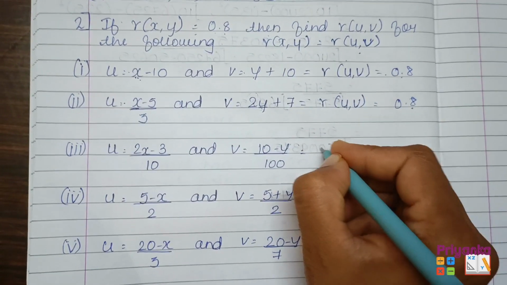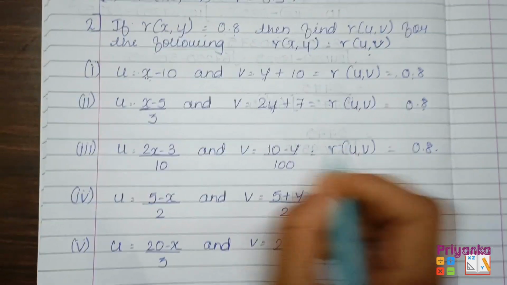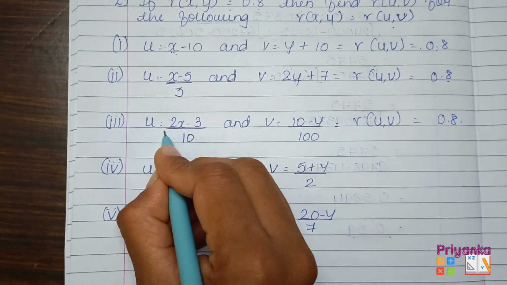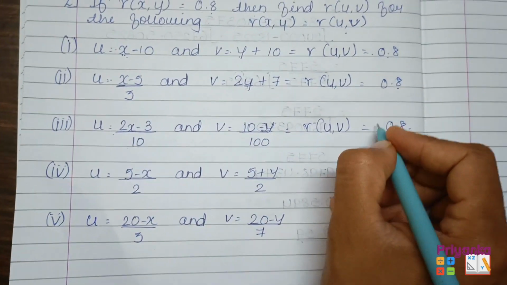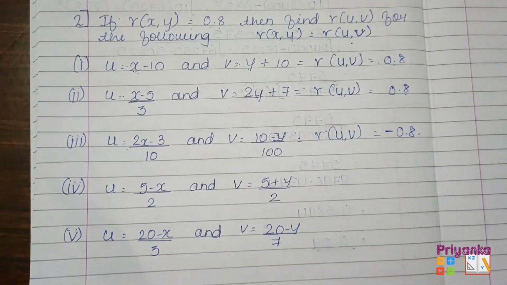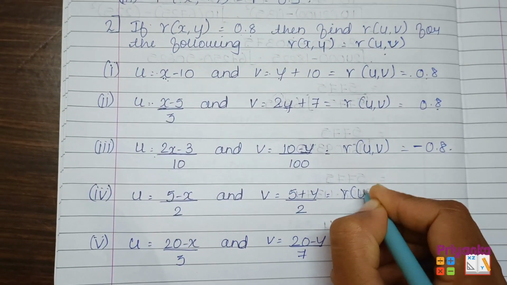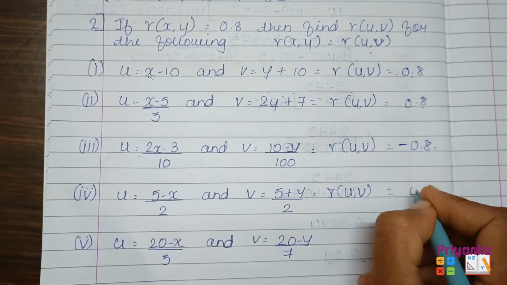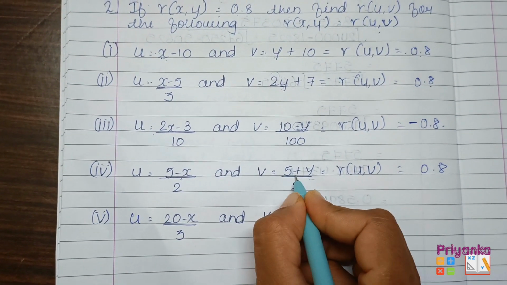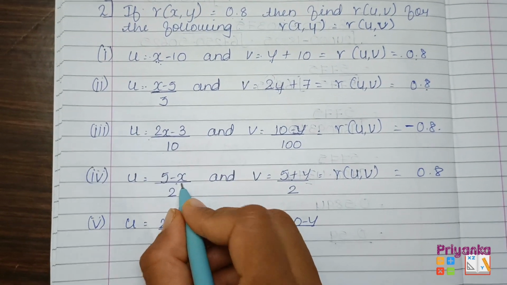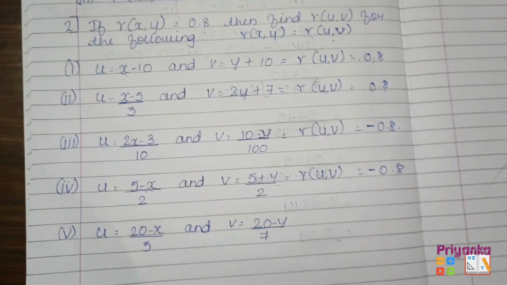Next, in the third, r uv is equal to 0.8, and let's check x is in the plus sign, but y is with the minus sign. So here the answer will be minus 0.8. Next, r uv is equal to 0.8. Here x is in the minus sign and y is with the plus sign. So as one is having the minus sign, the answer will remain minus.